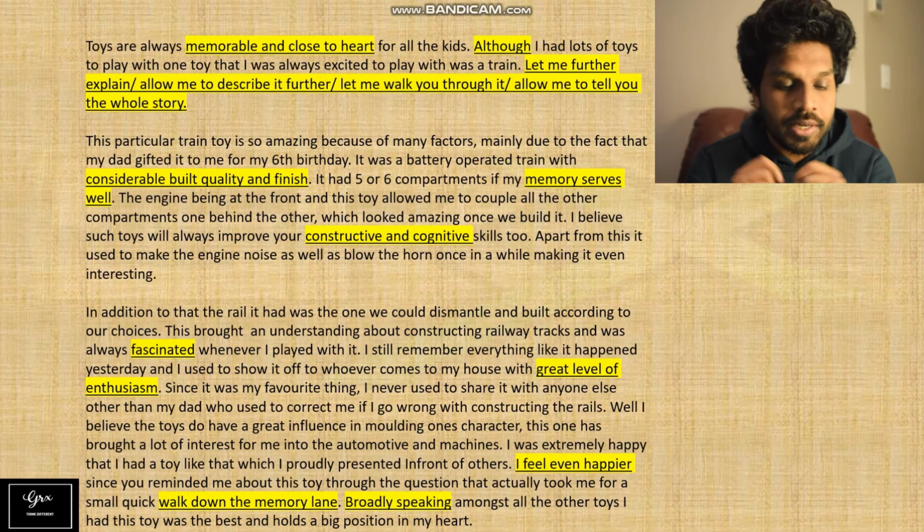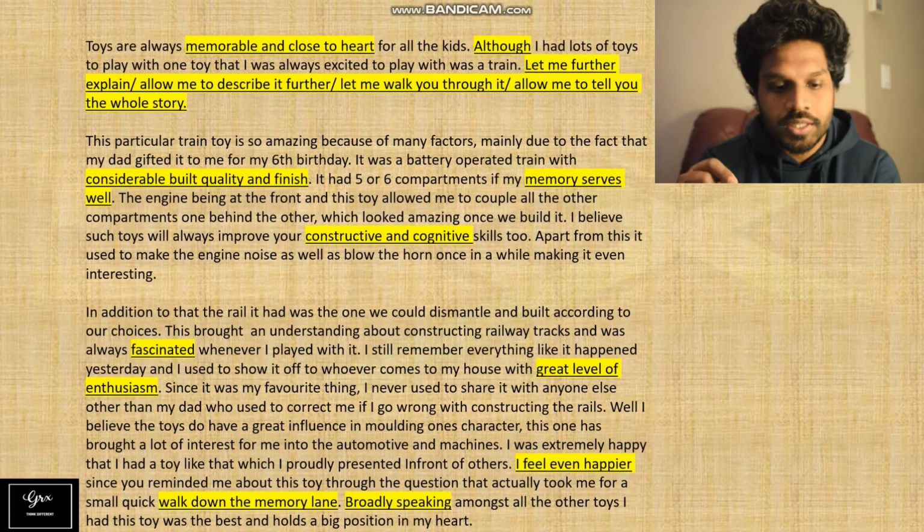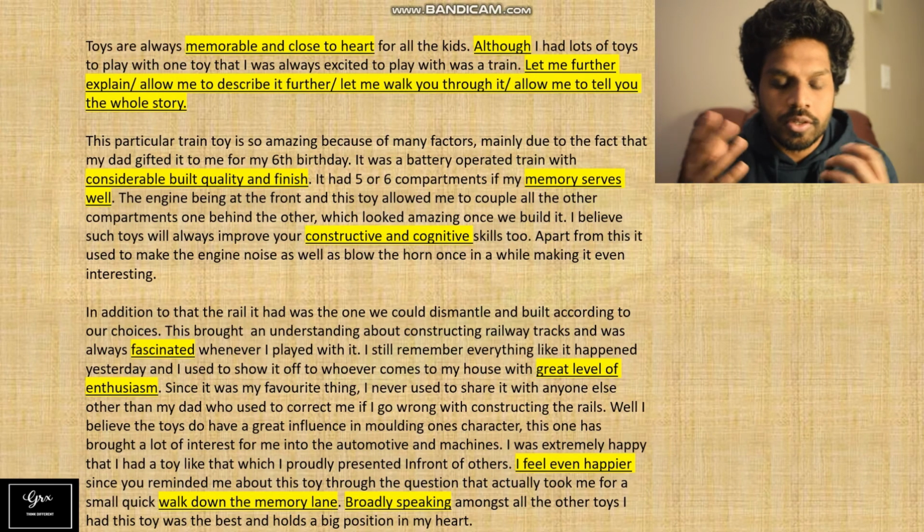I feel even happier. Look at this sentence, that probably you can use for your cue cards at some point of time. I feel even happier since you reminded me about this toy through the question, that actually took me for a small, quick walk down memory lane. So try to make use of such kind of things.